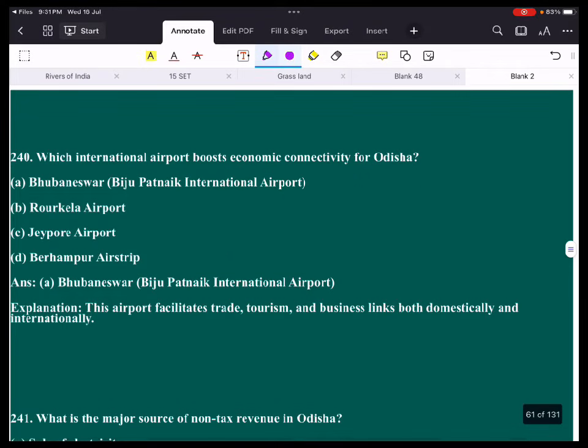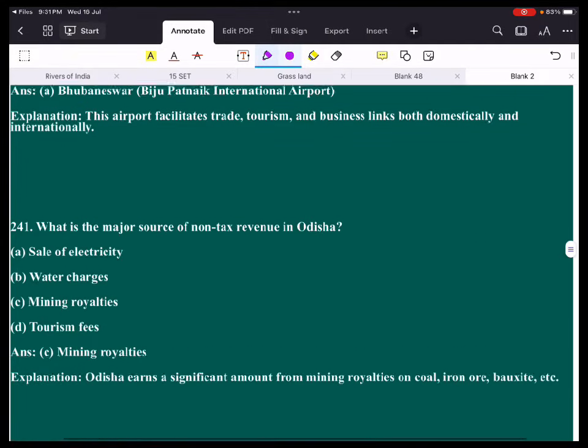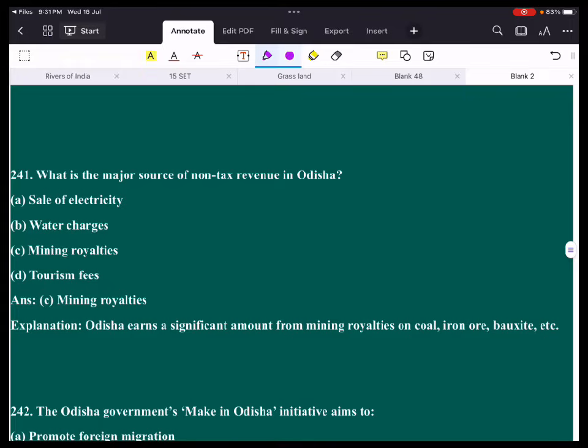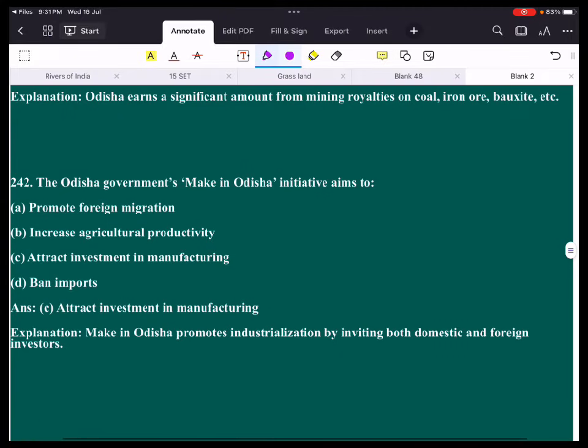Which international airport boosts economic connectivity for Odisha? That is Bhubaneswar Biju Patnaik International Airport, option A. What is the major source of non-tax revenue in Odisha? That is option C, mining royalties. The Odisha government Make in Odisha initiative aims to attract investment in manufacturing, option C.